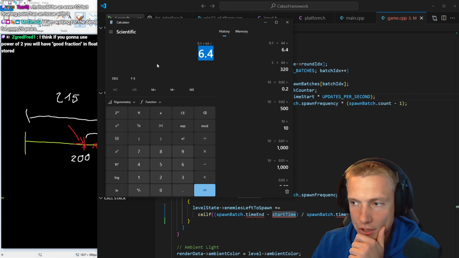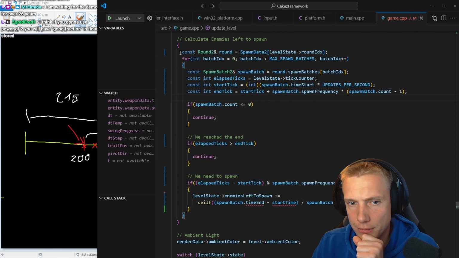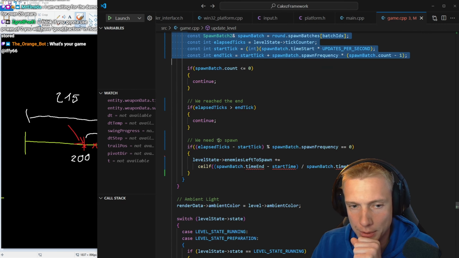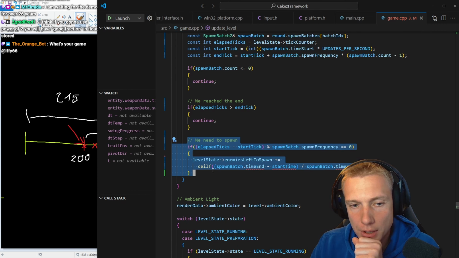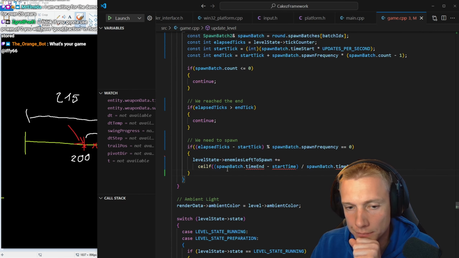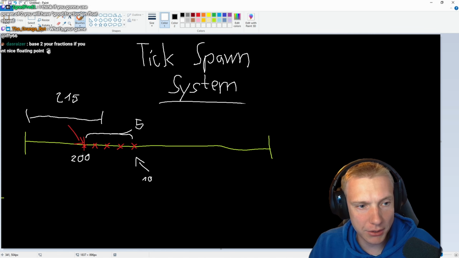Why does Cakez have such a complicated system just to spawn an enemy? That's a very simple system, bro. This is very simple. I just need to figure out how many enemies are left to spawn. So we need to figure out this calculation here.